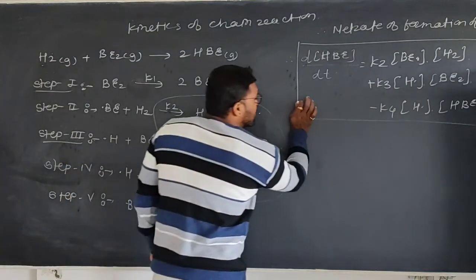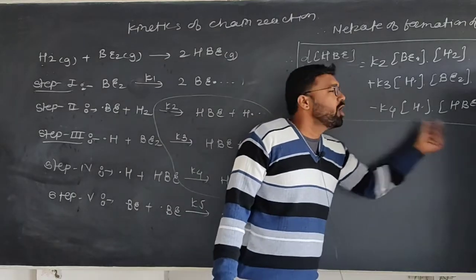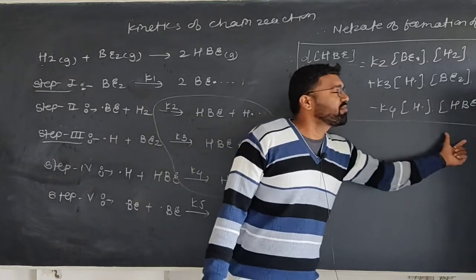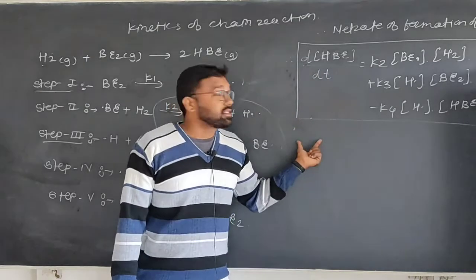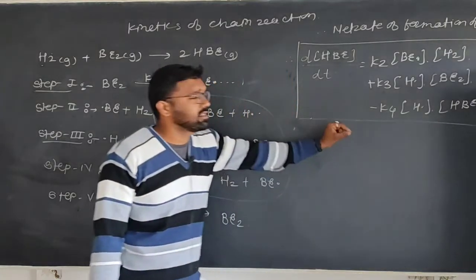So now first, add one sentence here. Apply the steady state approximation to find the concentration of the bromine free radical and hydrogen free radical. You have to write the statement.